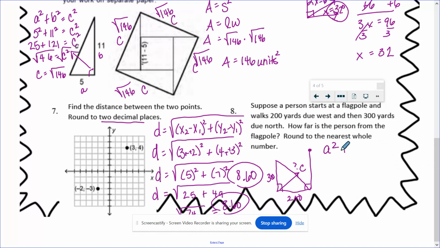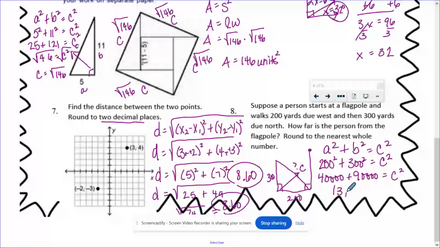So a squared plus b squared equals c squared is the Pythagorean theorem, and we use that anytime we're trying to find the missing side of a right triangle. So a and b, so 200 squared plus 300 squared is equal to the missing distance, c squared. So 4 with 4 zeros and a 9 with 4 zeros equals c squared. Add those together. So 13 with 4 zeros, so 130,000 equals c squared.